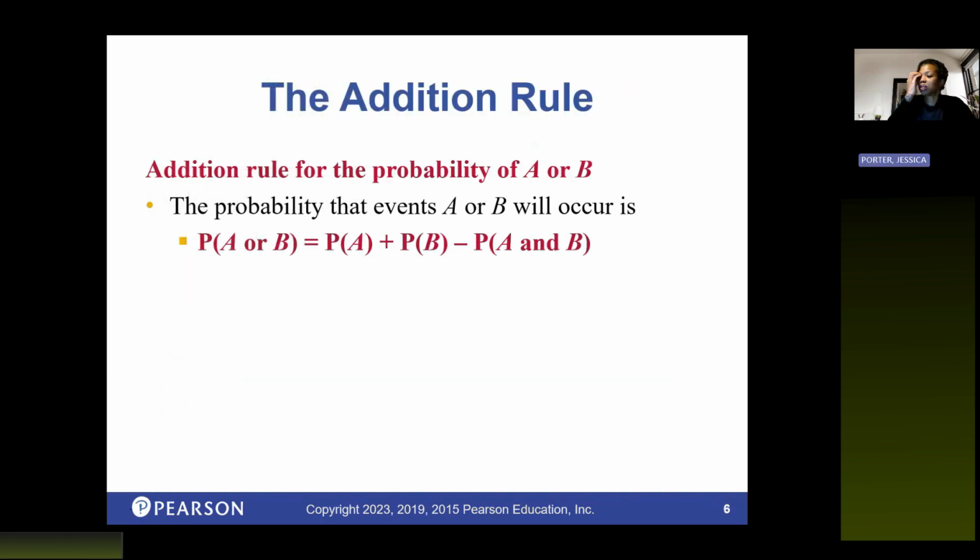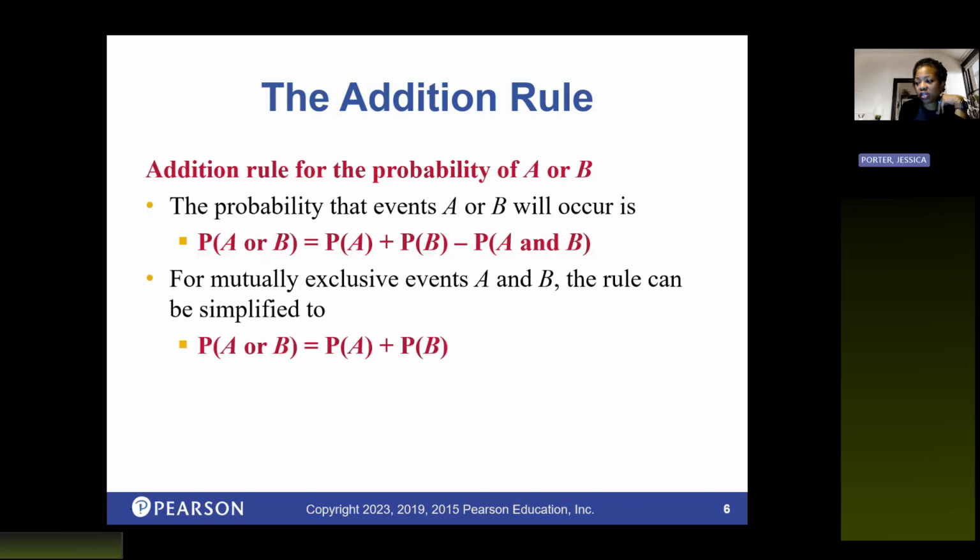All right. So then we jump into the addition rule. And so we had to define what's mutually exclusive, what's not, so that we can process the addition rule. The probability that events A or B will occur is the probability of A plus the probability of B minus the intersection of A and B. And that's what this is, probability of A and B.